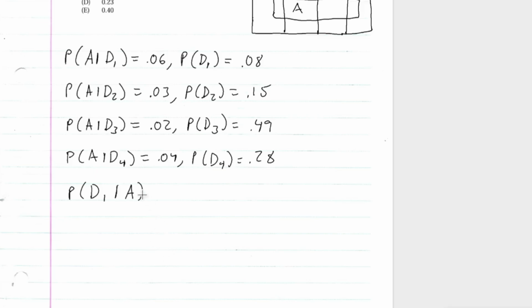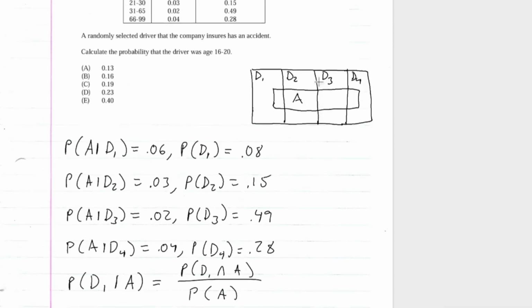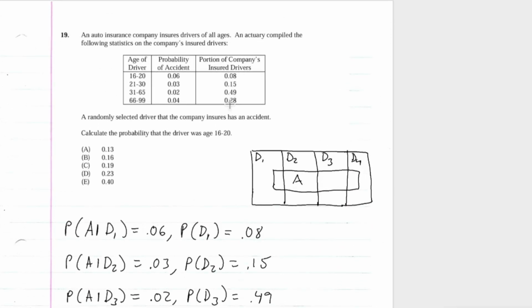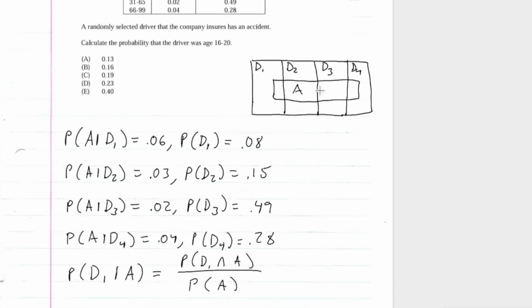So let's go ahead and apply the definition of conditional probability. This is the probability of D1 intersection A over the probability of A. And now you'll see why I drew this. Notice that all of these add up to 1 and they are completely mutually exclusive, right? They're separated. So you can see that A is accident, so it takes a chunk of all of these drivers. They had an accident.